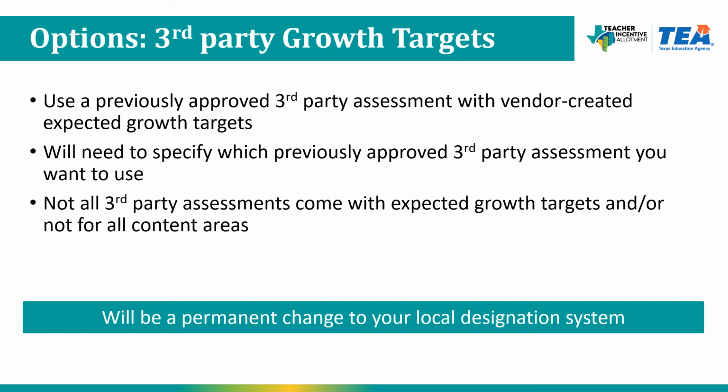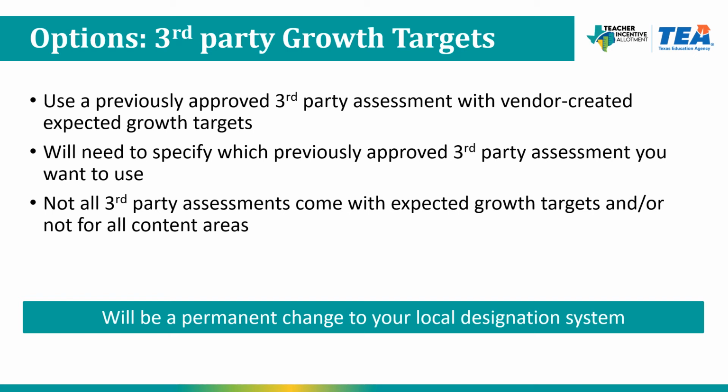One little caveat to this option. Not all third-party assessments come with expected growth targets. Some of the tests have a pre-test and they have a post-test, but they don't set expected growth targets as part of the test. Some do and some don't. And for certain areas like math and reading, they may have a test, and then for certain areas like biology or social studies, they may not have a test. Another example of this is with the NWEA MAP test, they set expected growth targets for science, 2nd through 8th grade, but they do not set expected growth targets for biology, although they do have a biology test, which is somewhat confusing. So just be careful if you pick this option.